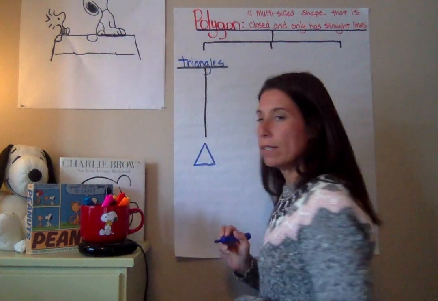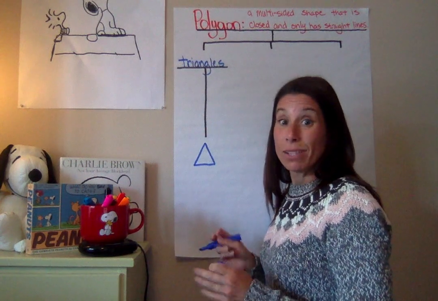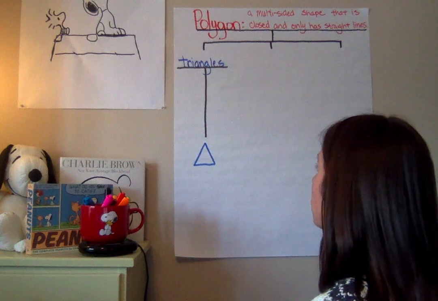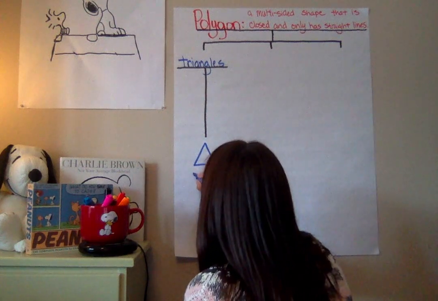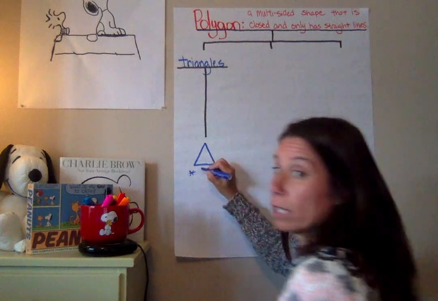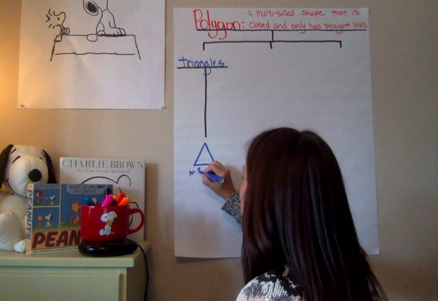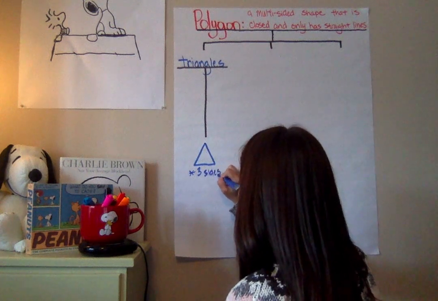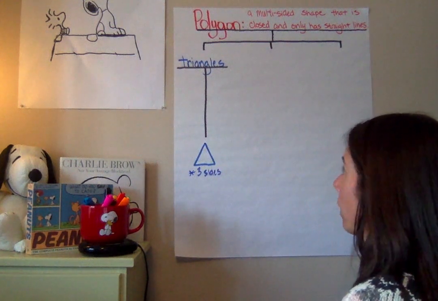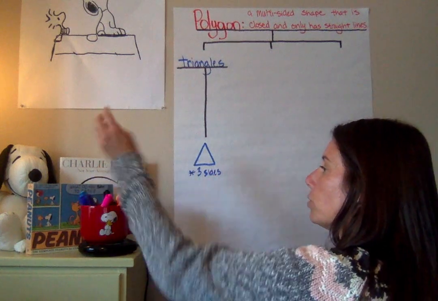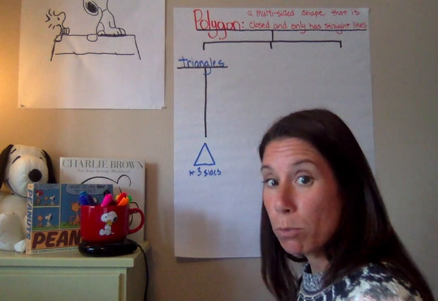And how many sides does a triangle have? 3 sides, right? So that is the only attribute that a triangle has. So I'm going to put a little star here, and I'm going to put, can you see? 3 sides. 3 sides.